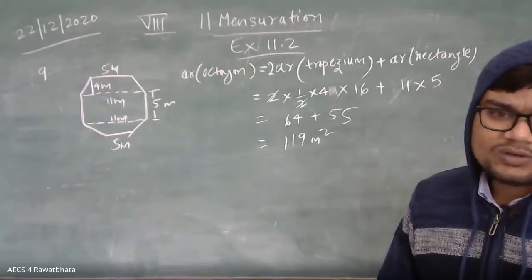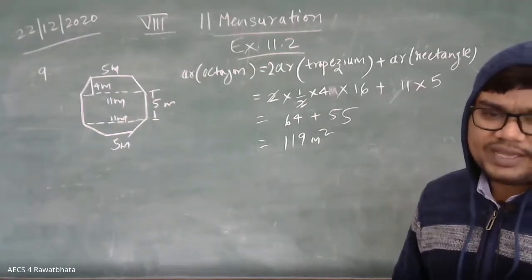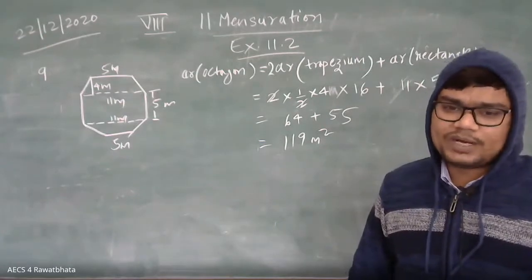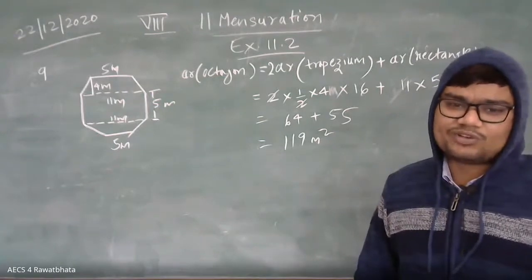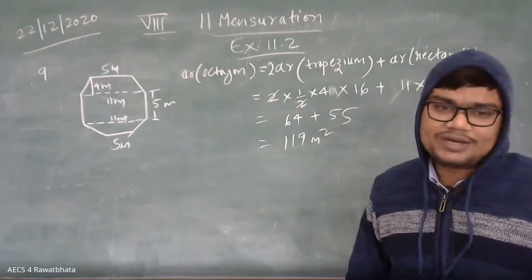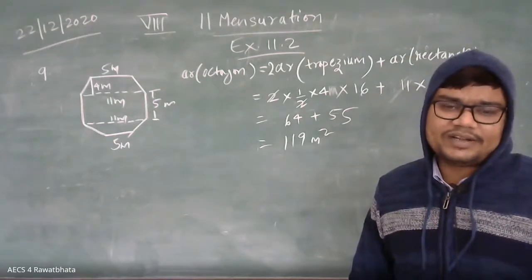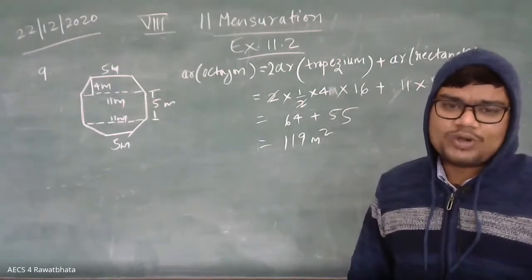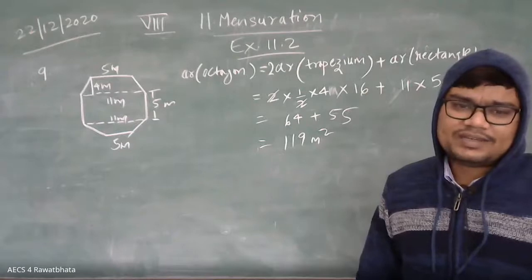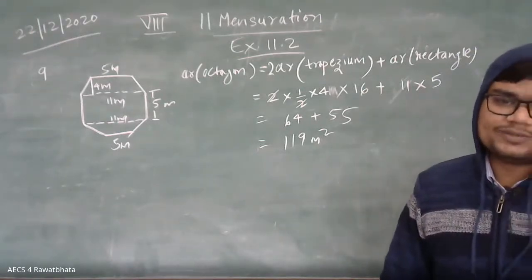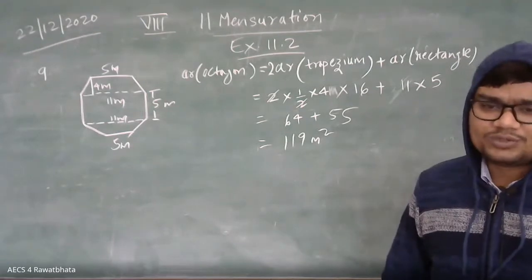All of you understood how to find out the area of an octagon. We have to divide the octagon into different parts, and then add the areas of those parts. I have divided this octagon into three parts, where two parts are identical trapeziums. Therefore, area of octagon is 2 into area of trapezium plus area of rectangle. Area of rectangle is length into breadth. All of you understood this?